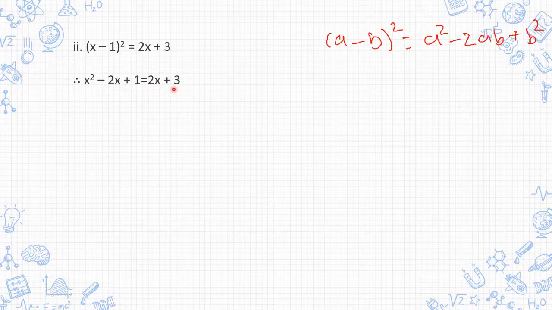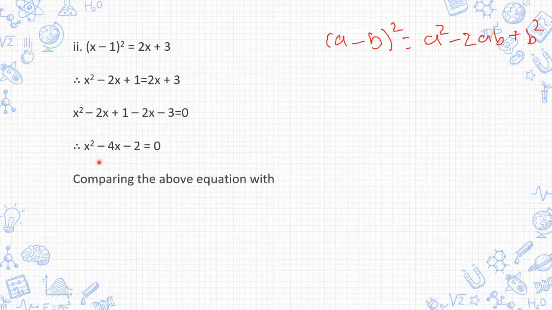Now if you take this term 2x plus 3 on the other side, we'll try rearranging it. So plus 2x if I take on the other side, it will become minus 2x, and plus 3 if I take on the other side, I'll have minus 3 equal to 0. Now minus 2x will give you minus 4x, and plus 1 minus 3 will give you minus 2 equal to 0. So I have the new quadratic equation, that is x squared minus 4x minus 2 equal to 0.